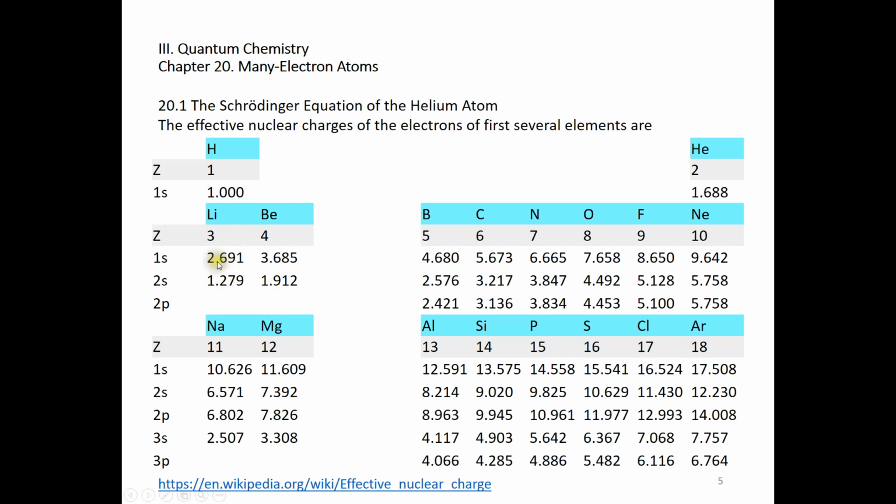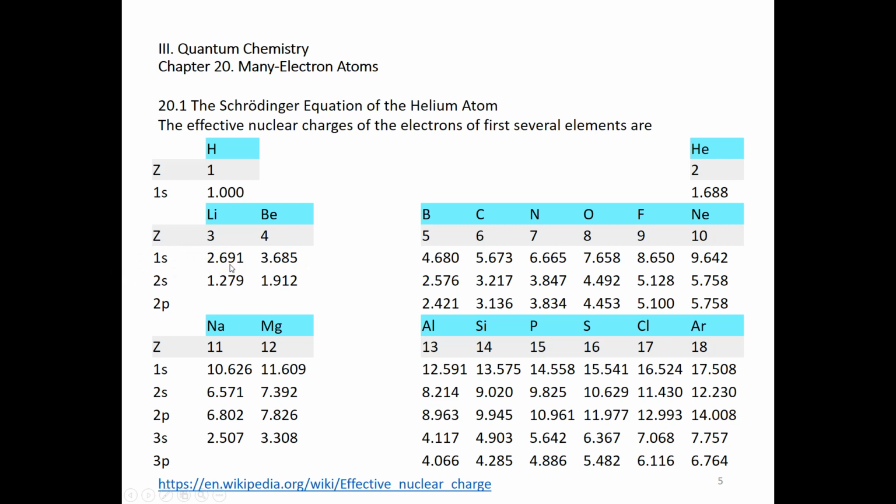Now let's look at the 1s electrons. Over here, this is 2.7. Why is that? Well, first, the 2s electron does not shield the inner shell electrons. So we only consider the electron shielding between the two 1s electrons. That's roughly 0.3. And then they both feel attraction from plus 3 protons in the nucleus. So plus 3 minus 0.3, I think we get 2.7.